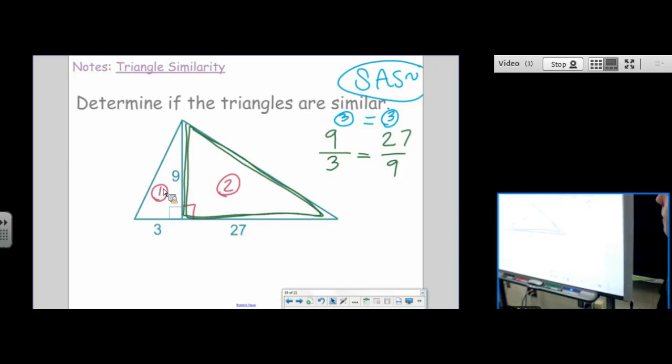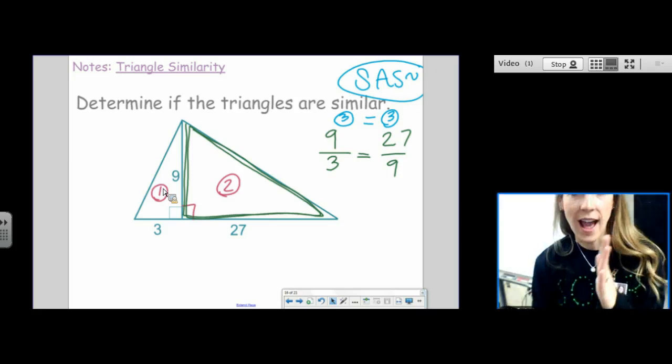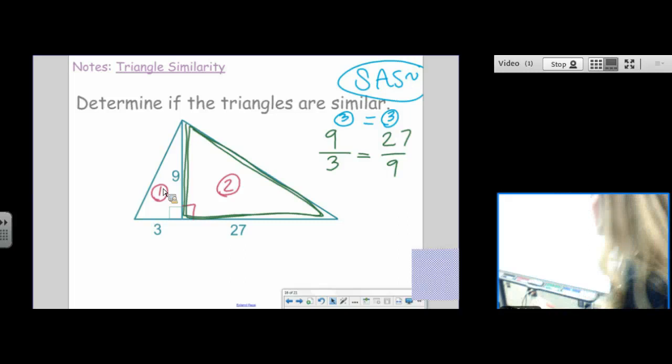Okay? So that one was tricky. That shared side was the smallest side of one triangle and the largest side of the other triangle.